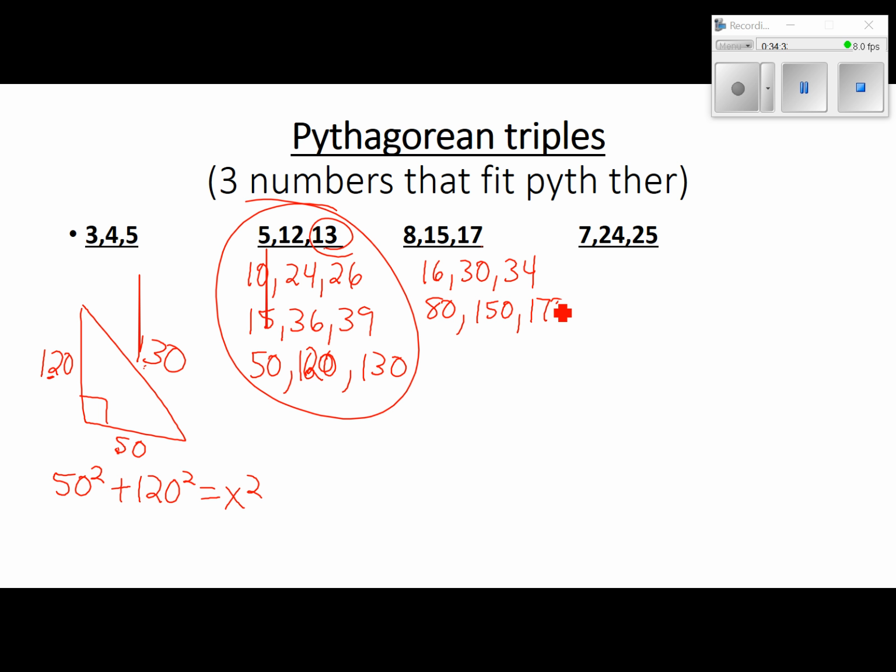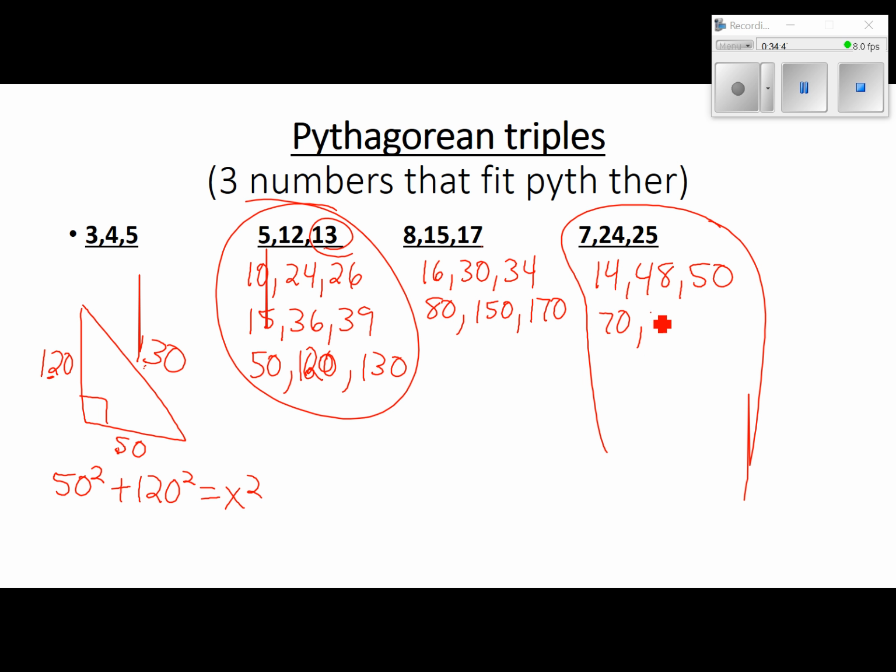And the last one here, 7, 24, 25. If we doubled it, it'd be 14, 48, 50. It's another one that fits in that family. If we multiplied by 10, 70, 240, and 250. If we multiplied by 100, it'd be 700, 2400, 2500.